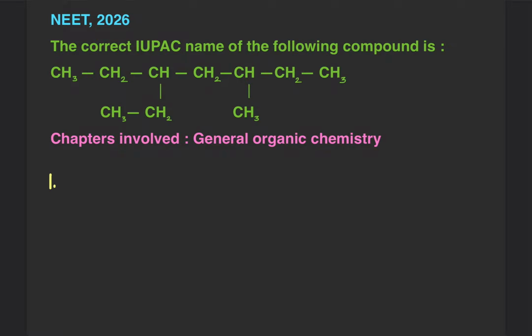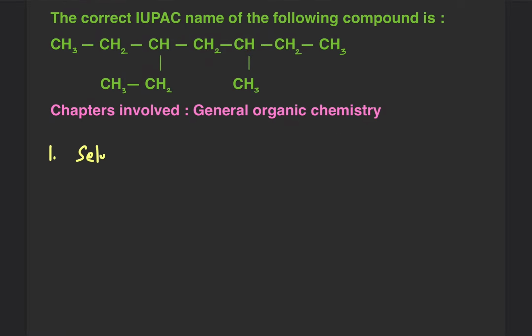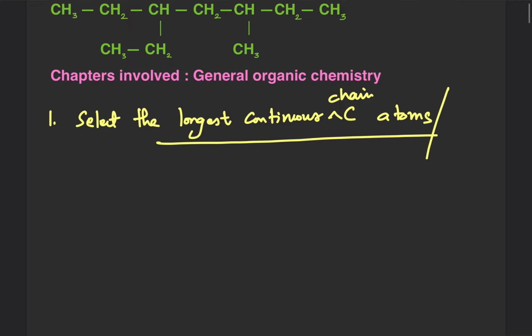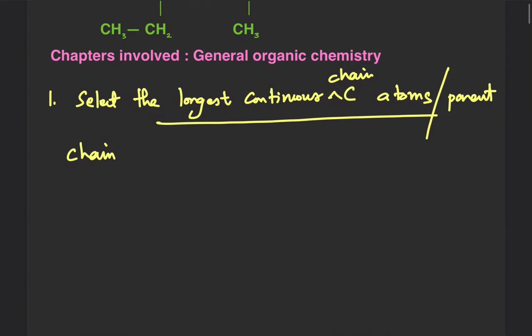The first one is select the longest continuous chain of carbon atoms. Okay, and the longest continuous carbon atom chain is also known as the parent chain. So first we have to determine the parent chain. And all the other carbon atoms which are not included in the parent chain are known as branch chains or side chains or substituents.